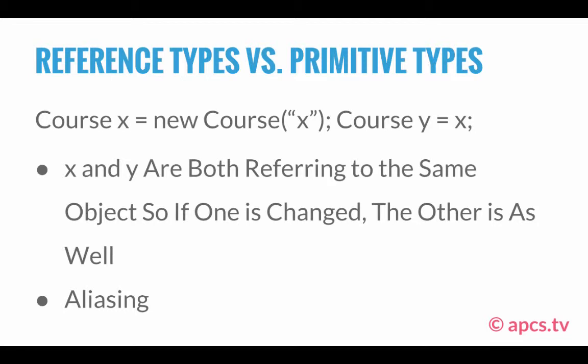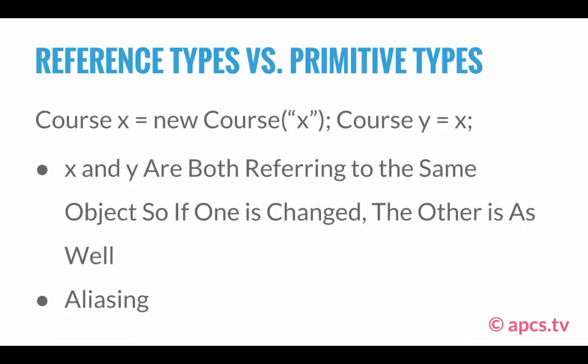Now, if we take a look at a reference type, let's say we have a course object. So we say Course x equals new Course("x"). And let's say Course y is equal to x. So basically we have x, which is an object reference to a course object with a name of x, as explained by the argument when we're constructing this course object. And we also know that Course y has the same value as Course x. So what's happening here is that x and y are referring to the same object. So if x is changed, y is changed as well. Or if y is changed, x is changed as well.